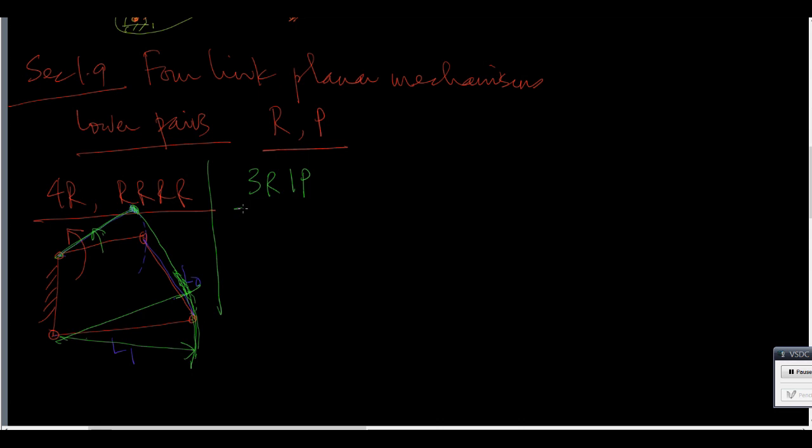3R1P. That means there is one prismatic joint. Let us see what the schematic is like. These figures are in your book. I am drawing them just to give you some discussion. Okay, so you see that's your 3R1P. If you want to understand whether in fact it has 1 degree of freedom or not, I think it is good practice to do that.